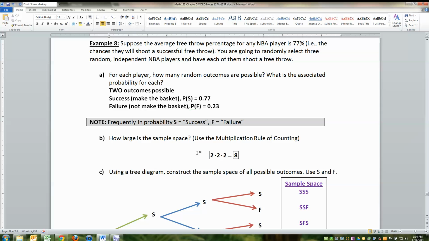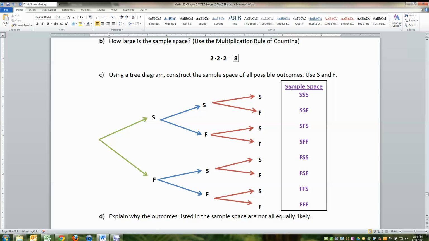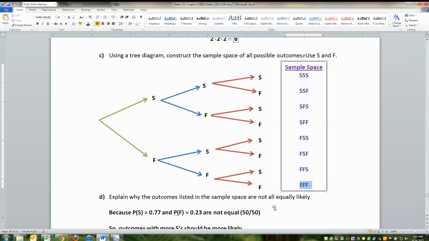Now, how large is the sample space? Well, you think, okay, the first player has 2 options, right? So 2 times the second player has 2 options, 2, and the third player has 2 options, 2. So 2 times 2 times 2 makes 8. All right, so using a tree diagram, construct the sample space of all possible outcomes. Use S and F. And here you go. It should look very familiar, because it's pretty much identical to the one we made for genders before. So success, failure, and so on. It gives you the options of success, success, success, success, success, failure, success, failure, success, and so on, all the way down to FFF, fail, fail, fail.